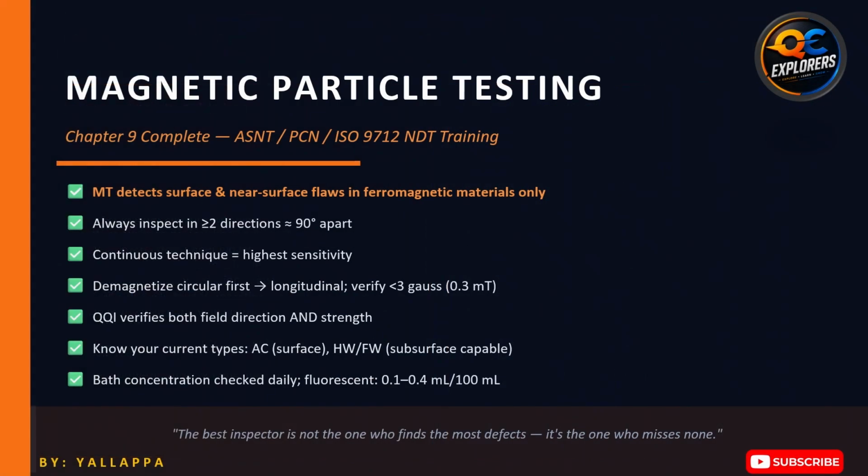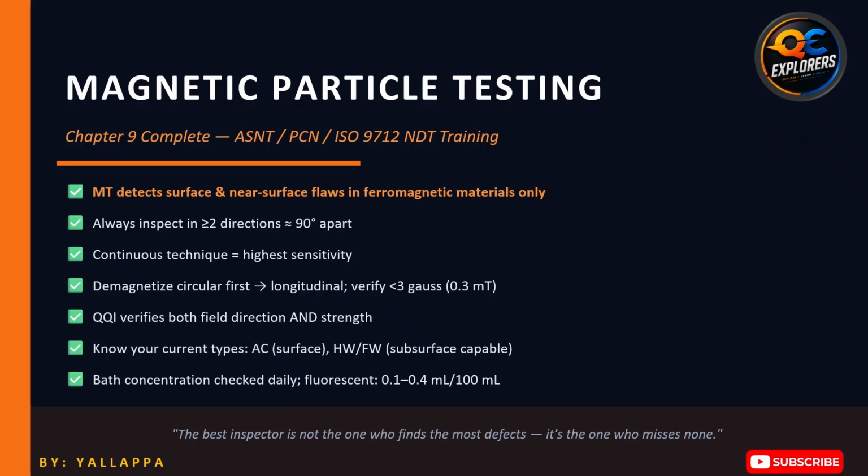This slide closes the core MT theory and process section. The most important principle is that MT is a method for finding surface and near-surface discontinuities in suitable ferromagnetic material by detecting flux leakage. The inspector must control field direction, current type, particle condition, lighting, equipment performance, and examination sequence. The continuous technique normally provides the highest sensitivity, especially when the material has low retentivity.